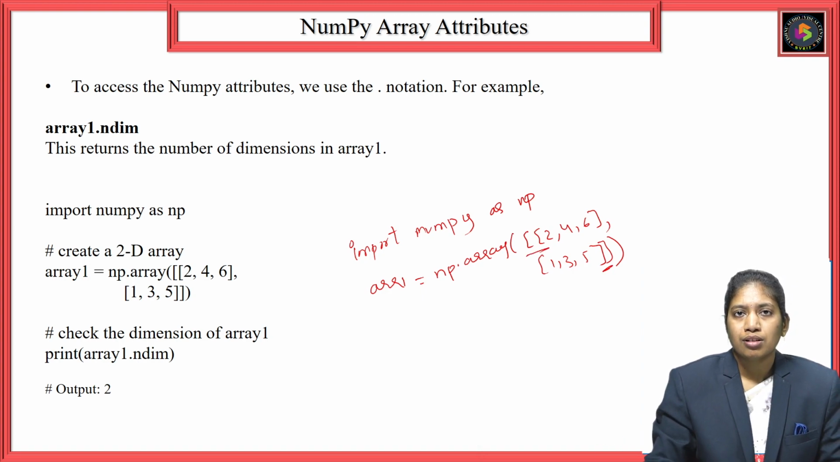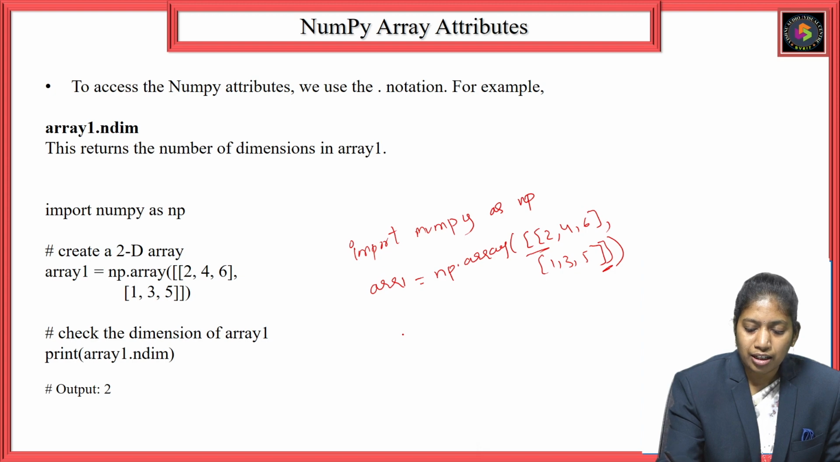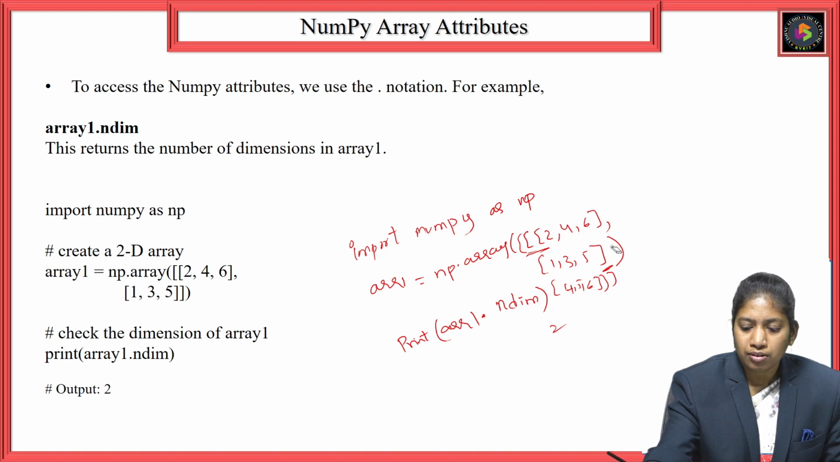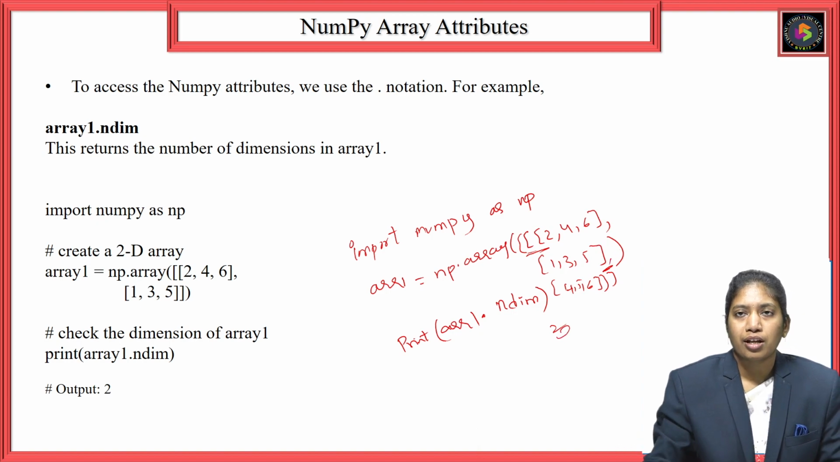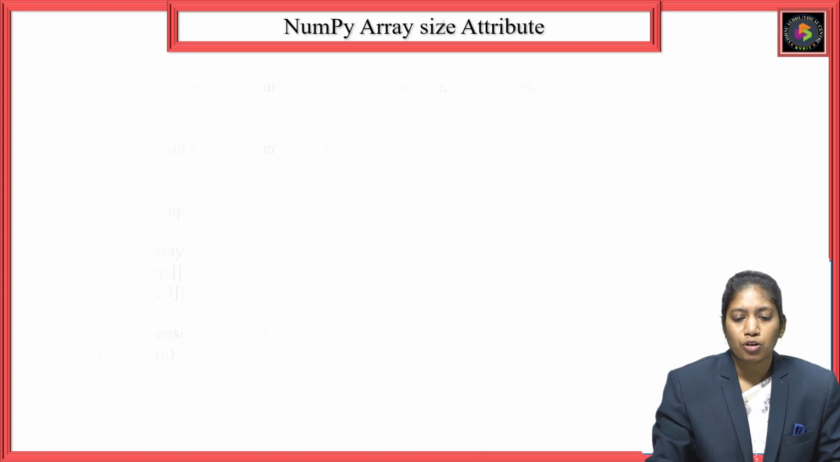You can see the square brackets. I am checking how many dimensions; this is a two-dimensional array. So print of the array stored in arr1, use dot notation, and ndim is an attribute which gives us the number of dimensions. Here we have 2 dimensions. If it is like this, it's a 3-dimensional array. With the help of ndim, we get the number of dimensions.